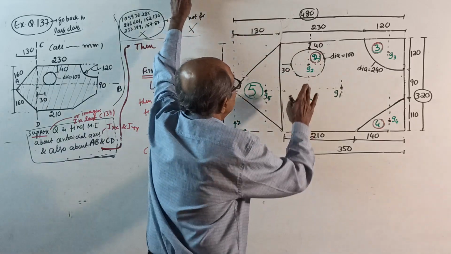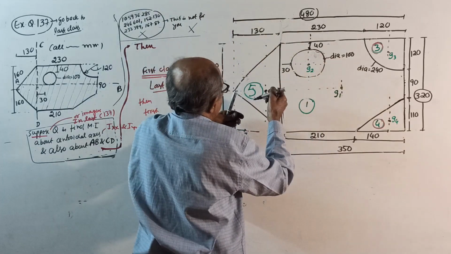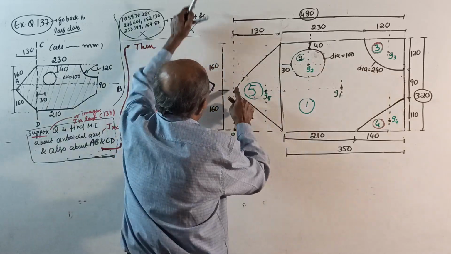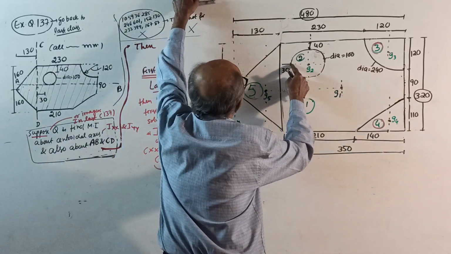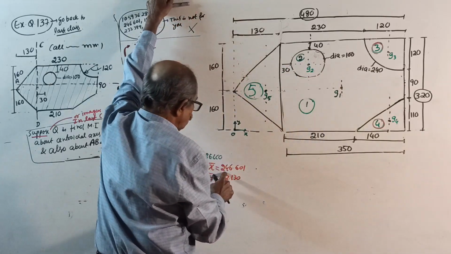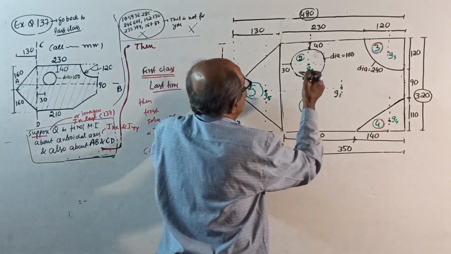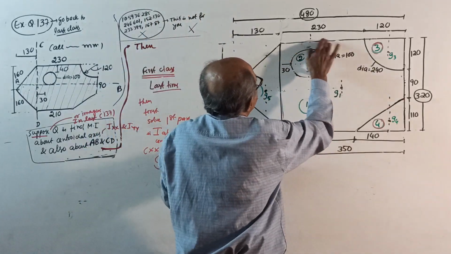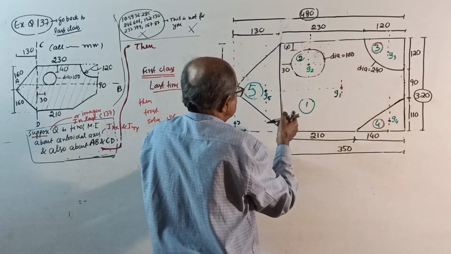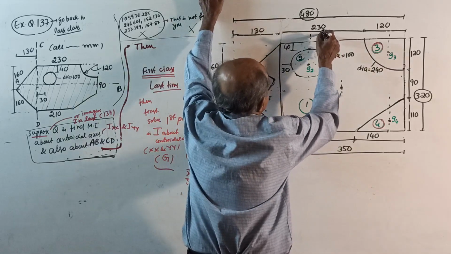It will come. The 2 is disturbing me. See, 130 plus 30 is 160, plus 100 is 260. X bar is 246, so it will come somewhere here. I told it will come here.